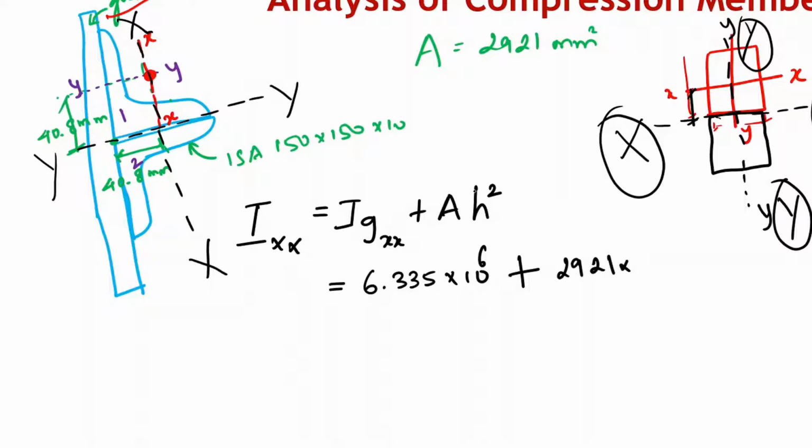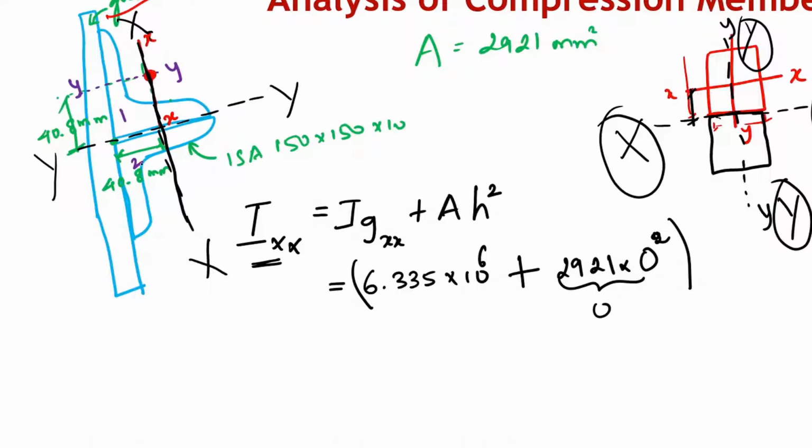Now what is this h? H is the distance between the individual moment of inertia and the global moment of inertia. In axis xx, both individual and global lie on the same line. So there is no difference between small xx and capital XX, or local XX and global XX. So the h is 0. If the h is 0, the whole term becomes 0. So this is the global moment of inertia for only section 1.